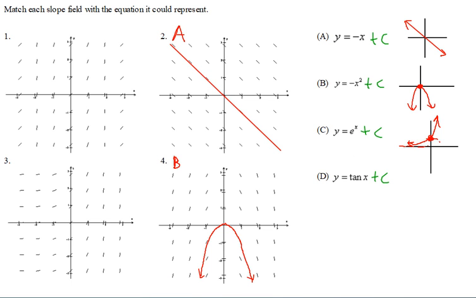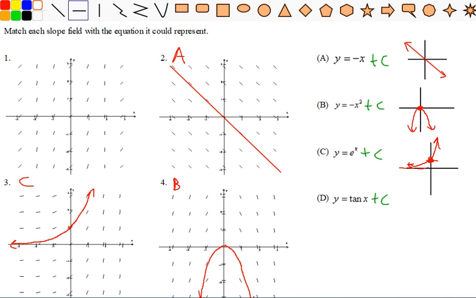So let's try our main choices. This one, this part looks okay right here, but notice here these should be a lot more leveled off. They're way too steep right down here, so it doesn't fit in there. But this one, notice that they level off so much that they're almost zero, and then this side does get steeper like the e to the x graph. So that's C. And then remember tangent, it kind of looks like the x cubed graph.